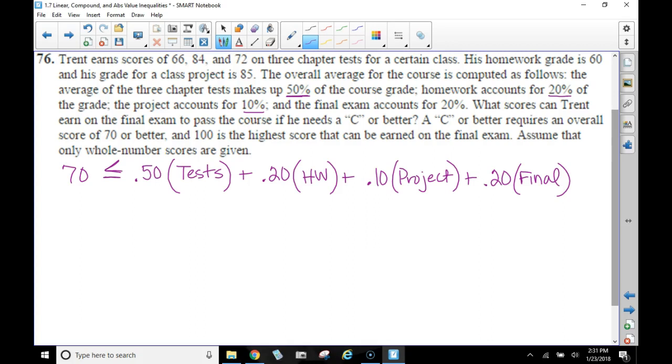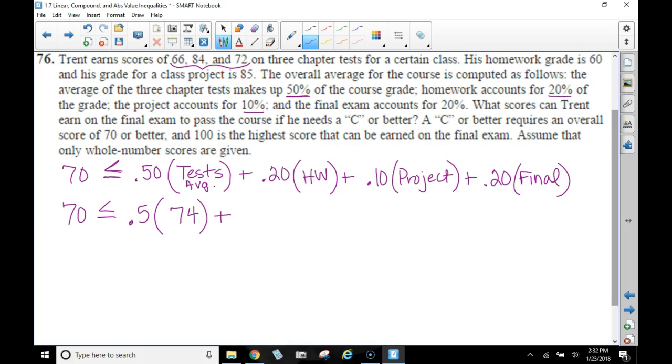Okay? Now, what we first need to do is get the average of the test scores. So we're going to average together the 66, the 84, and the 72. Remember, to average 3 things, you add them up and divide by 3. So, instead of writing 50, I'm just going to drop the 0 off of there and write 0.5. And the average of the 3 tests, 66 plus 84 plus 72, and then divide all that by 3, gives you a test average of 74.